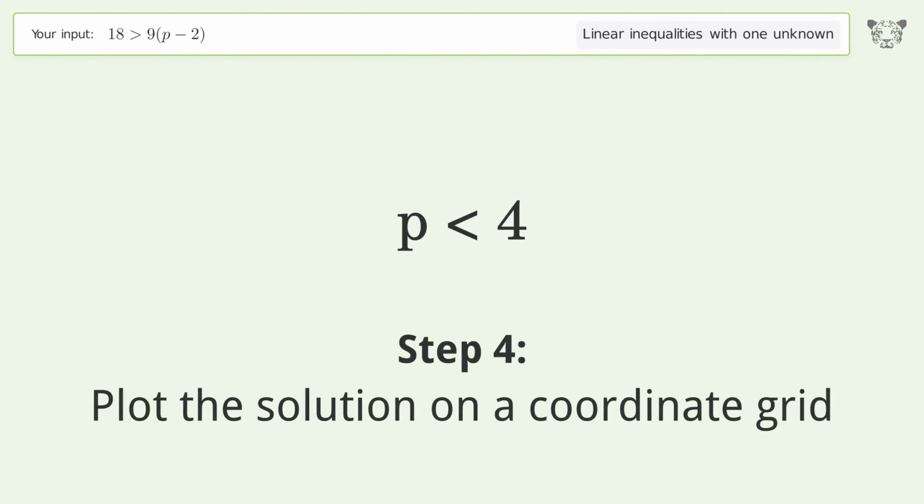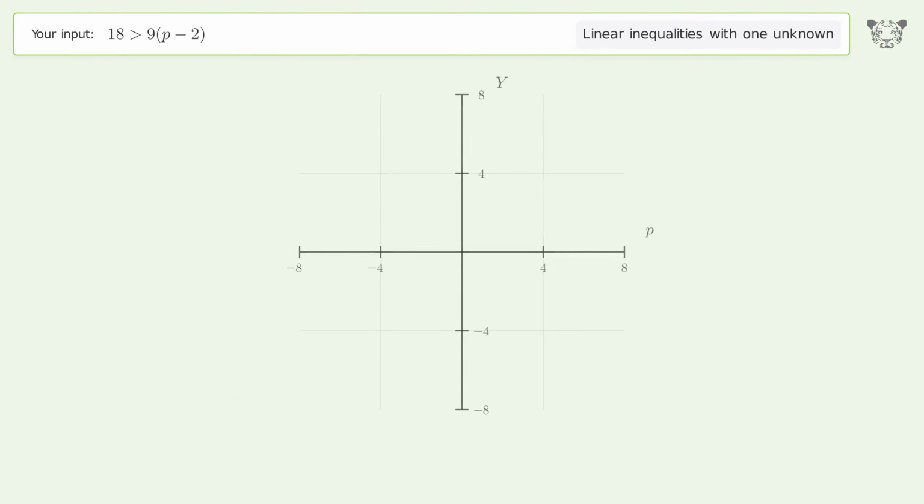Plot the solution on a coordinate grid. And so the final result is p smaller than 4.